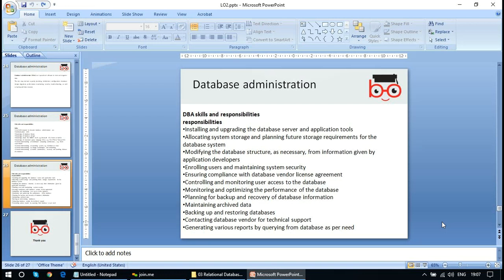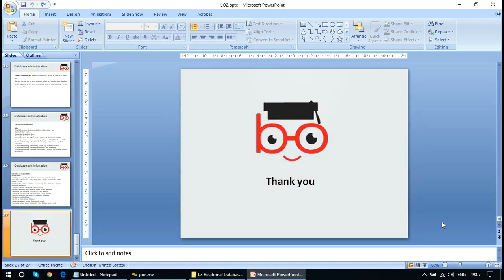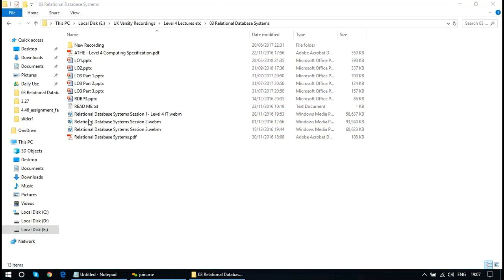So people would think that it's very easy to do the backups and upgrading. However, it's a very responsible job. If you do anything wrong, then you would be responsible. Yeah, absolutely.